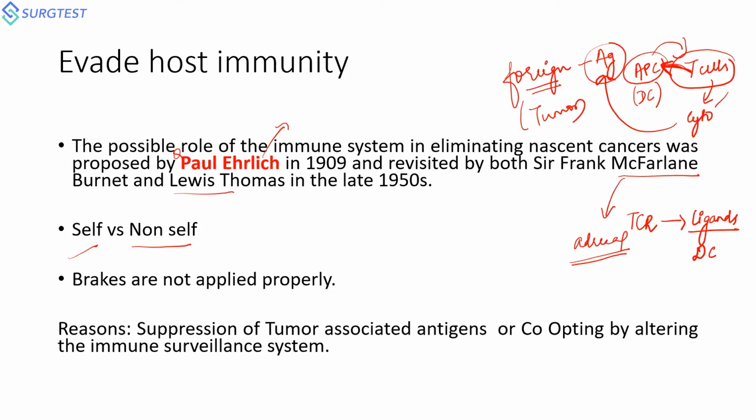What happens here, as I said, is the brakes are not properly applied. Hence, it is not identified as a foreign agent, and the body continues to allow it to multiply n number of times. The suppression of tumor associated antigens and the altering of immune surveillance mechanisms are the two mechanisms by which the body is unable to identify a tumor cell as non-self.